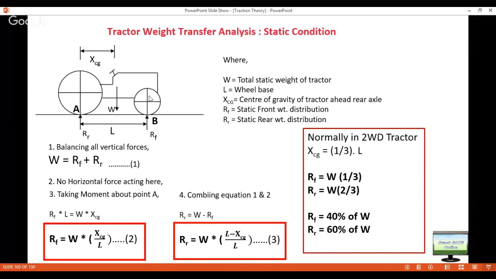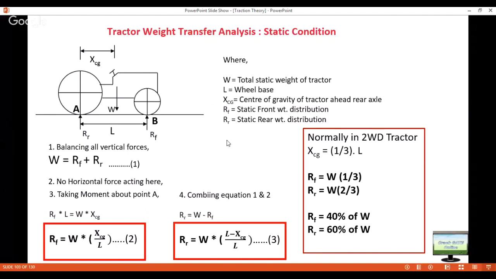This is not a fixed condition everywhere, but normally it is happening like this. Now, when you put any implement on, or when your tractor goes into a dynamic condition, weight transfer will happen from the front to the rear, and this 40% will reduce to 20-25%, and at the same time the 60% will increase to 75 or 80%.